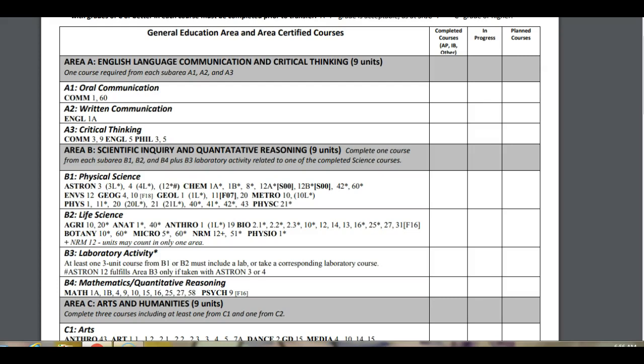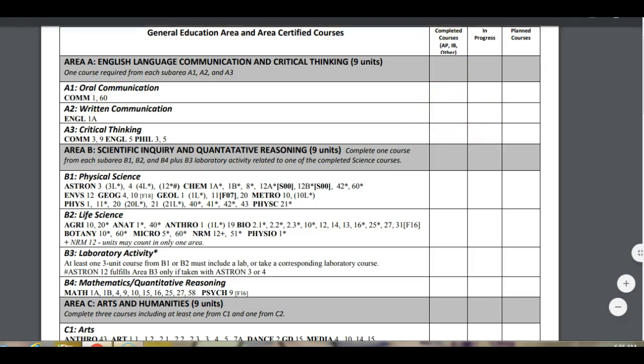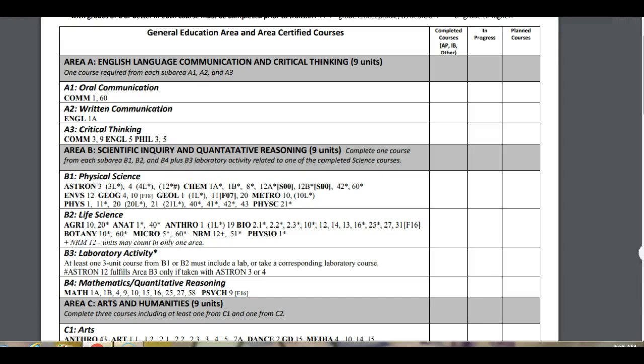Area A2 is the written communication, and you would need to have English 1A. There's only one choice there, unless you completed an AP course, then you would get the units here. Area A3 is critical thinking, and that's communications 3 or 9. Again, that would have been speech 3A or 9. So if you did it under speech, you're totally fine. Or you could take English 5, or philosophy 3 or 5. You only need one class. We're just giving you options as far as critical thinking goes.